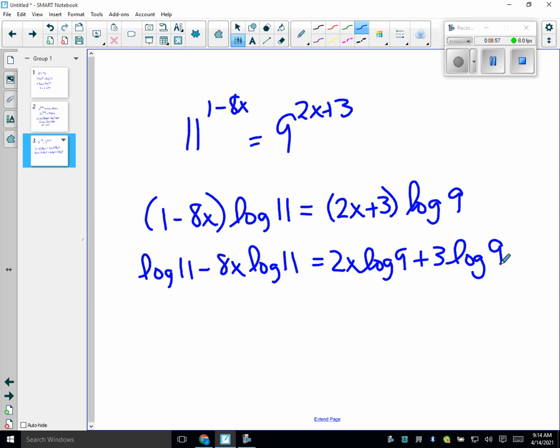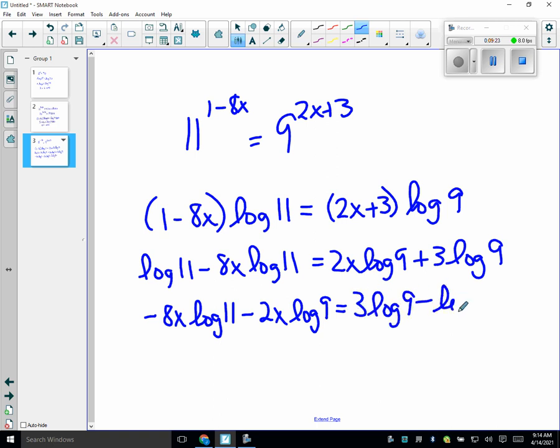So what's this log 11 going to do over here? So I have negative 8x log 11 minus 2x log 9 equals negative log 11, or 3 log 9 minus log 11. You can write it either way. Right? You all agree?